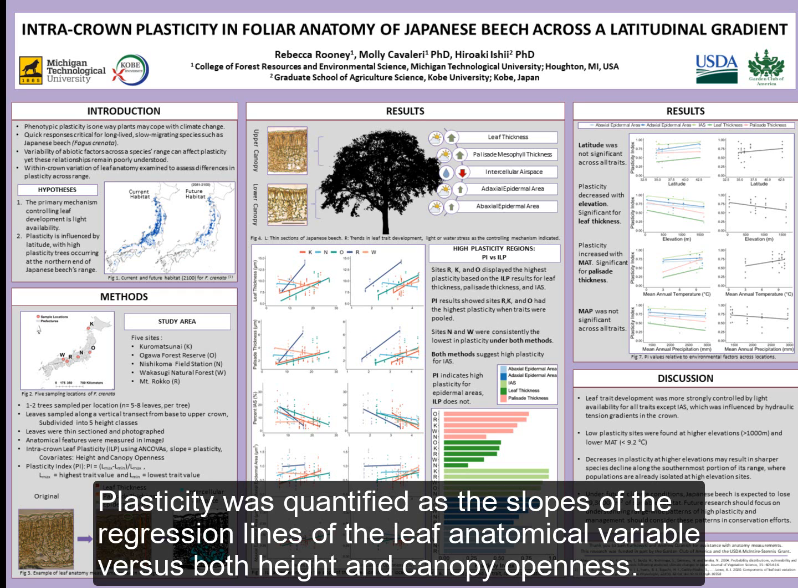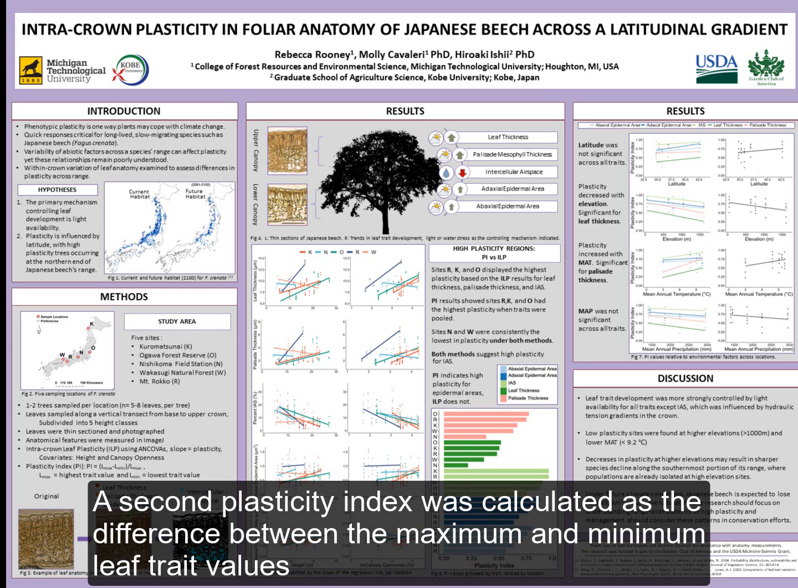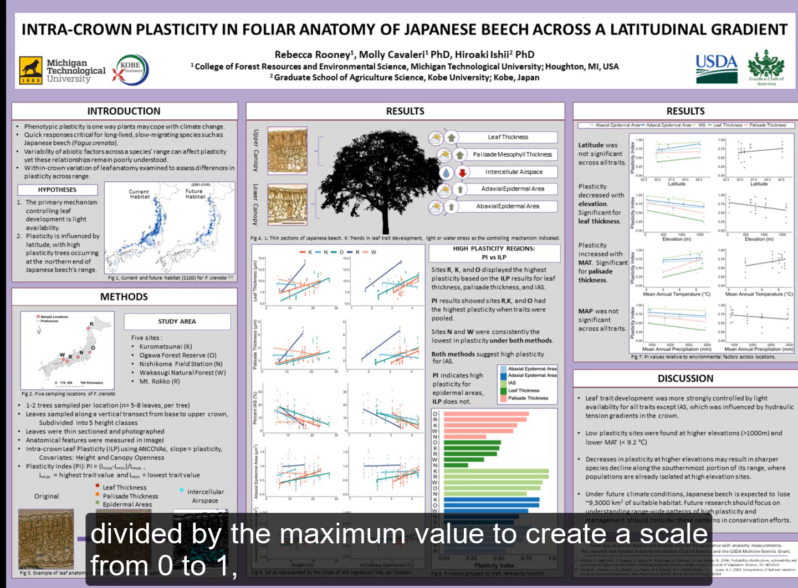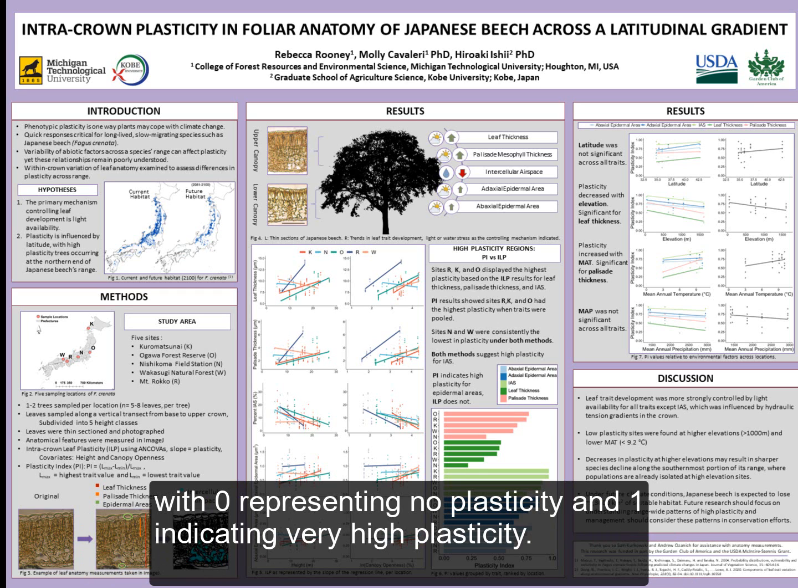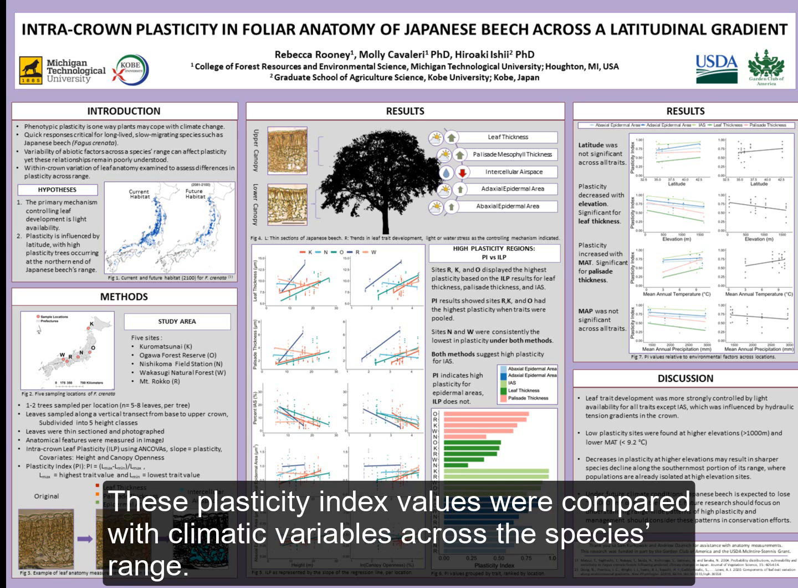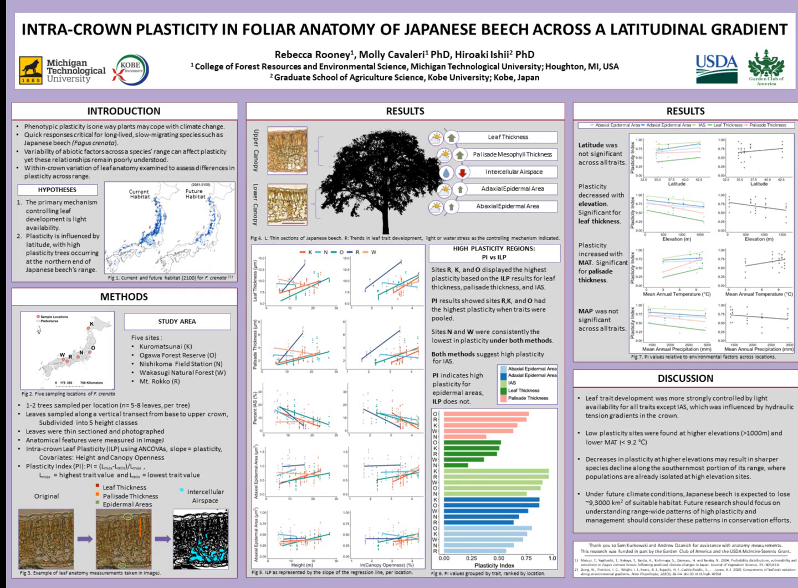openness. A second plasticity index was calculated as the difference between the maximum and minimum leaf trait values divided by the maximum value to create a scale from 0 to 1, with 0 representing no plasticity and 1 indicating very high plasticity. These plasticity index values were compared with climatic variables across the species range.